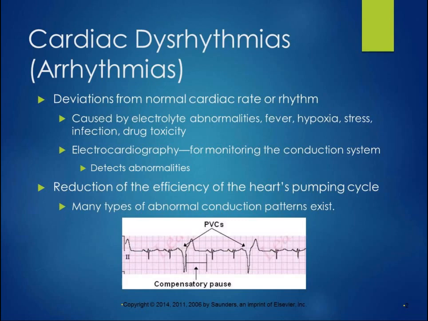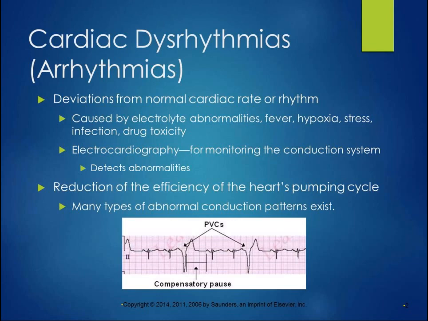Electrocardiography for monitoring the conduction system helps to detect abnormalities. So when you have those dysrhythmias, you get a reduction in the efficiency of the heart's pumping cycle. And there are lots of different types of abnormal conduction patterns. So on the EKG strip that's shown below here, it's a premature ventricular contraction, which is called a PVC.